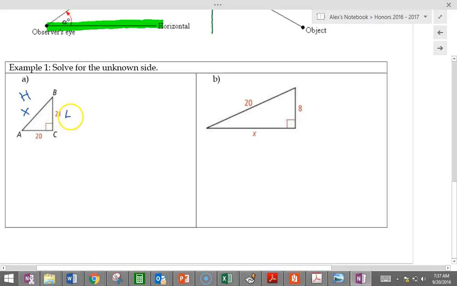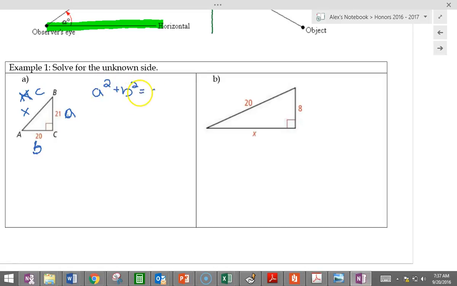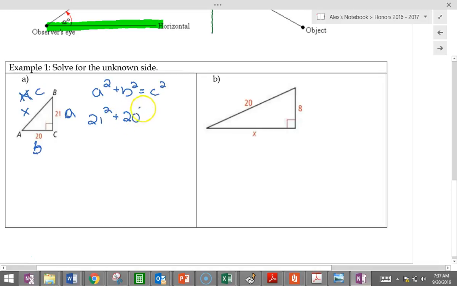The hypotenuse is c, and then a and b. A and b, it doesn't really matter the order. Those legs can be either. This could be a, that could be b, just as long as those are your legs. So again, the Pythagorean theorem is a squared plus b squared equals c squared. A is 21 squared, b is 20 squared, and c is my x squared.